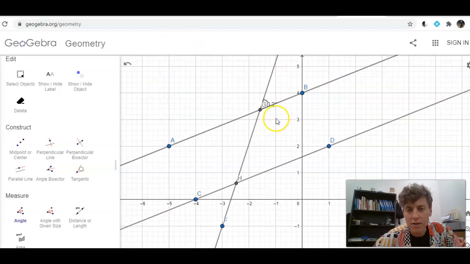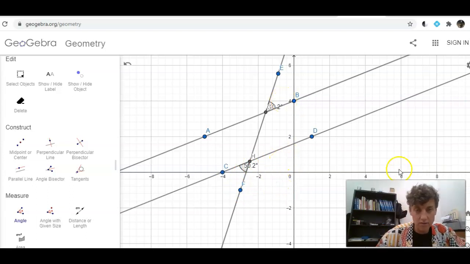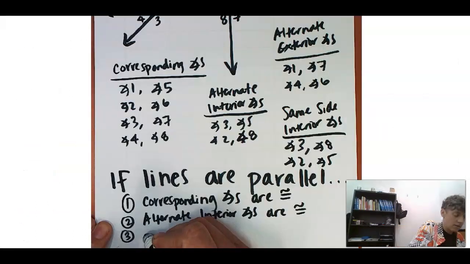How big is this angle? Well, we know it's the same as the vertical angle to it, 50.2 degrees. So that angle out there, that's who we're looking at, 50.2 degrees, and its alternate exterior angle is also 50.2 degrees. So alternate exterior angles are also congruent when the lines are parallel.